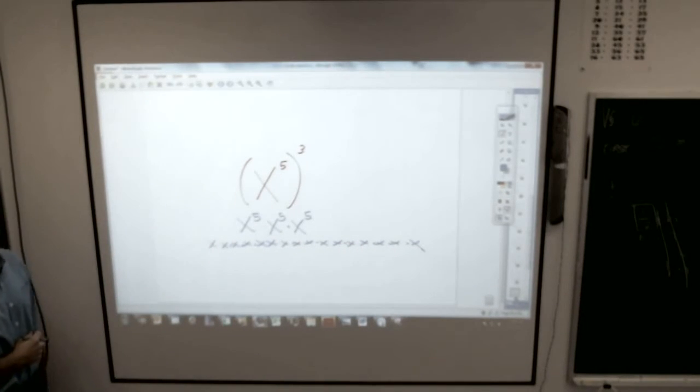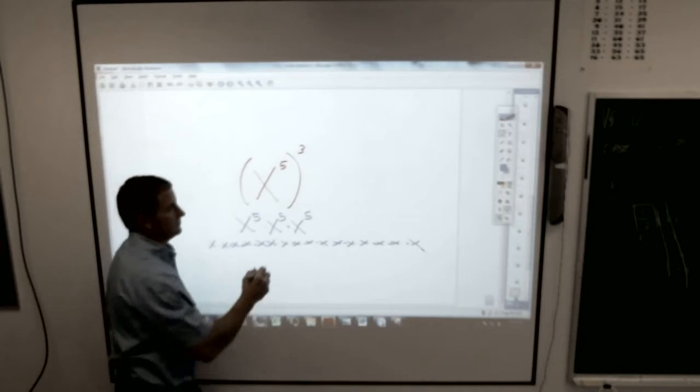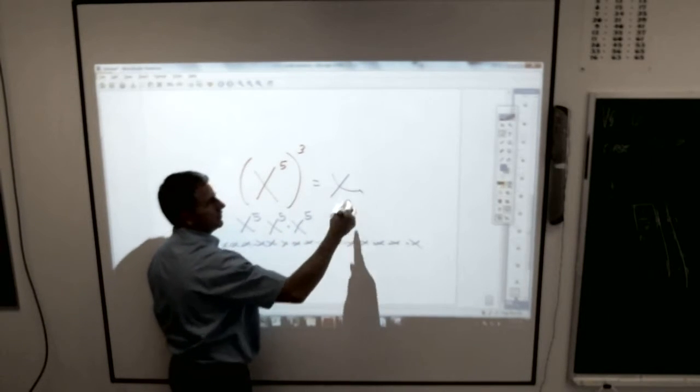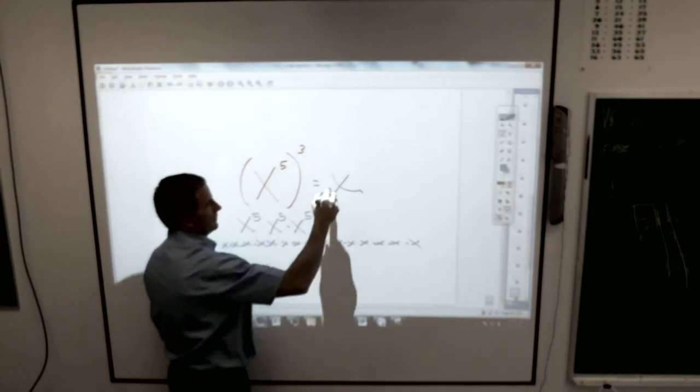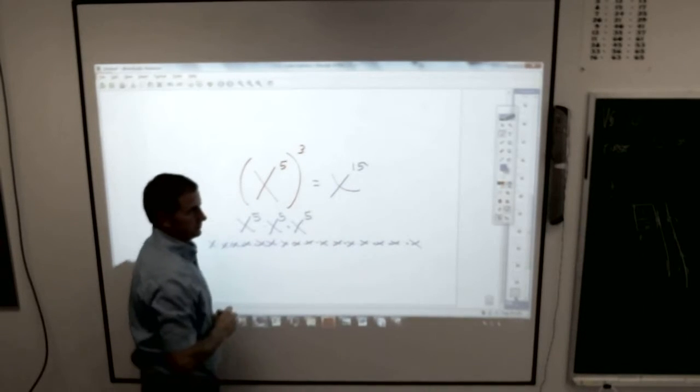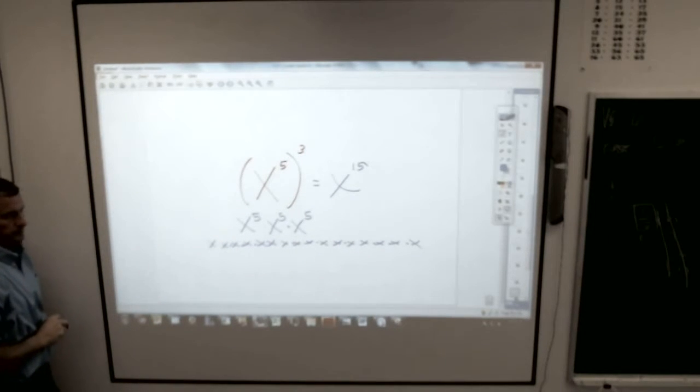What do I get when I have x to the 5th power to the 3rd power, an exponent to an exponent? X to the 15th power. Can anybody tell me the law of exponents for an exponent to an exponent?